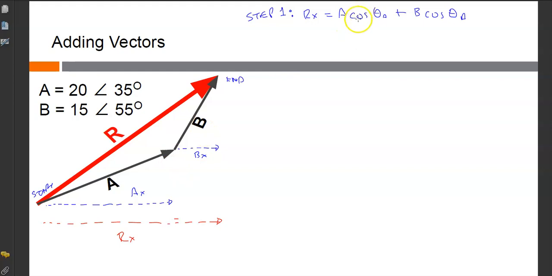So that's what we're doing right there. This much would be a sub x. This would be b sub x. We get those two x components, we add them together, and we get the total distance to the right or left, depending on which way the vectors point.